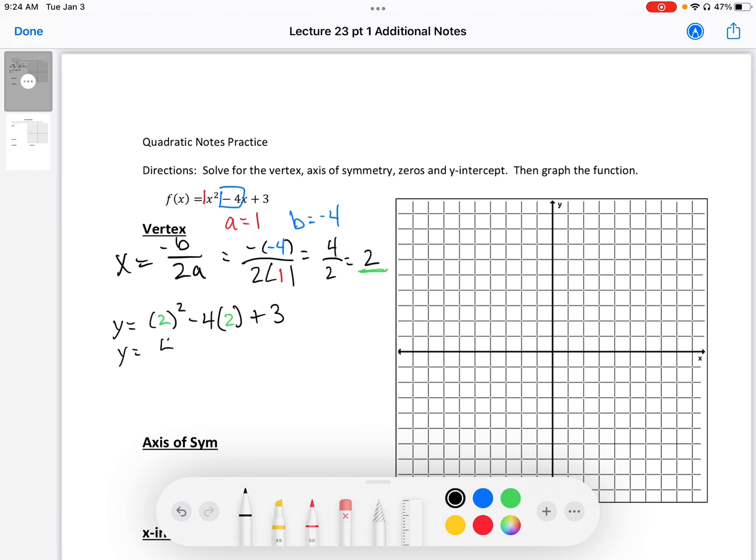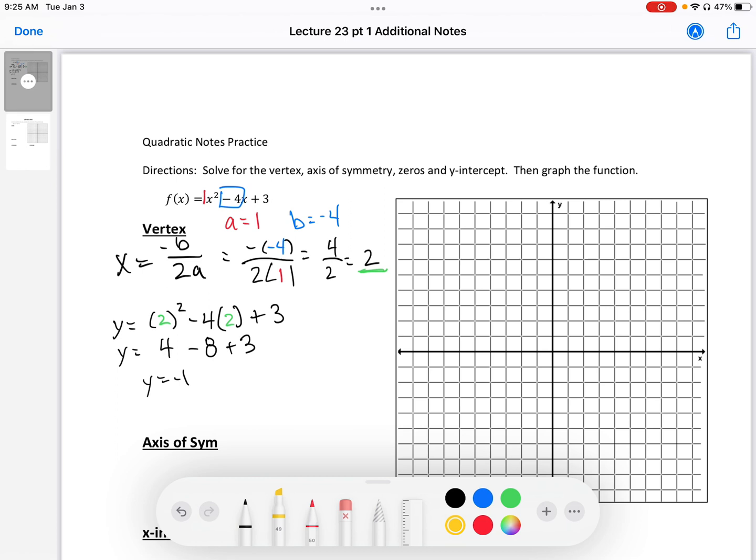Y equals 2 squared is 4, minus 8, and then still just a plus 3. 4 minus 8 is negative 4, plus 3. I get that y equals negative 1. Okay, so y equals negative 1.